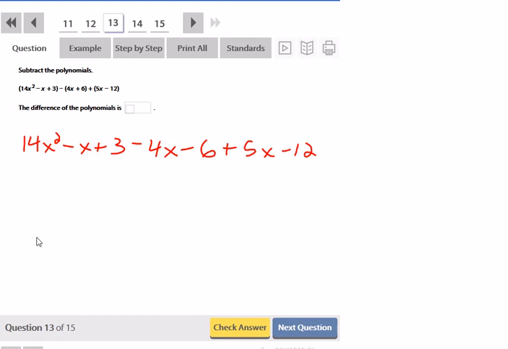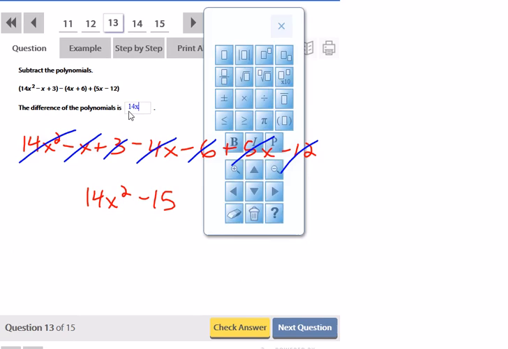I'll start off with the biggest exponent, which are the x squares. The 14 is the only one like it, so that's just going to drop as 14x squared. Next, the x's. I have a negative x minus 4x is negative 5x plus 5x, that's 0, so that cancels out, that's gone completely. And now the constants, 3 minus 6 is negative 3, minus 12 is negative 15. So 14x squared minus 15.